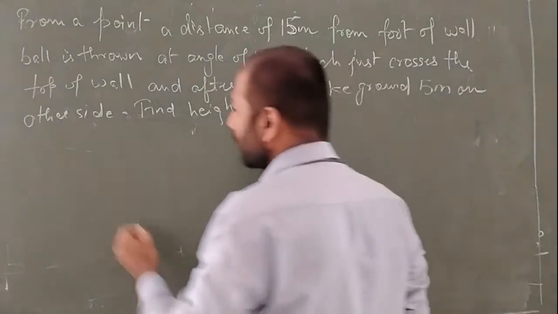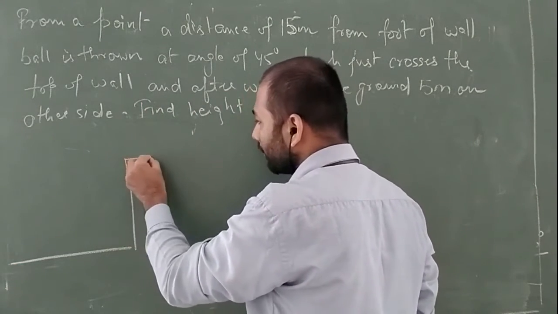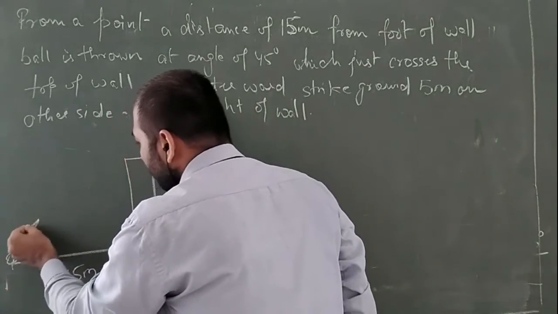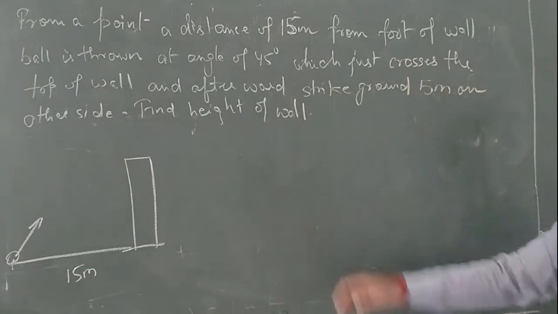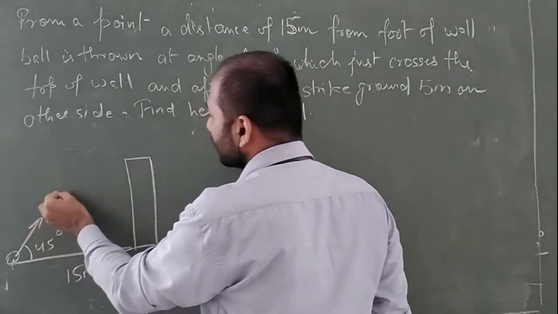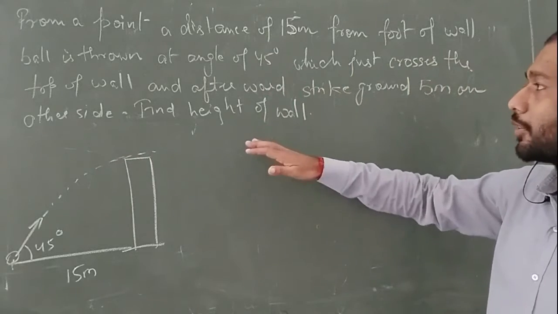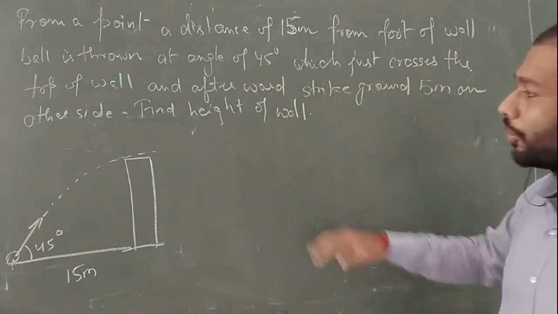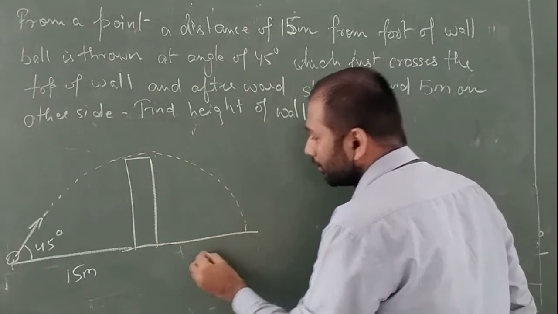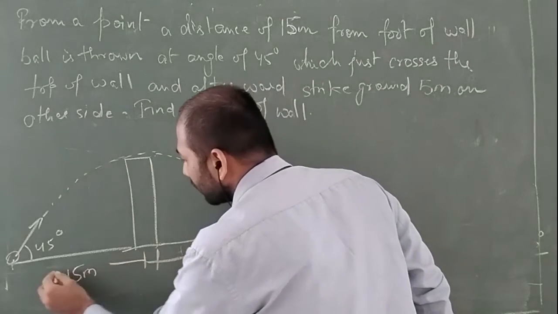So first draw the diagram of it. What it says is that from the foot of a wall, let's say this is a wall, 15 meters before the wall the ball was projected, and the angle given to you is 45. So this is 45 degree. Okay, so it goes and just crosses over the wall, and then it strikes the ground on the other side of it, which is only 5 meters away. This is only 5 meters, and this is 15 meters.